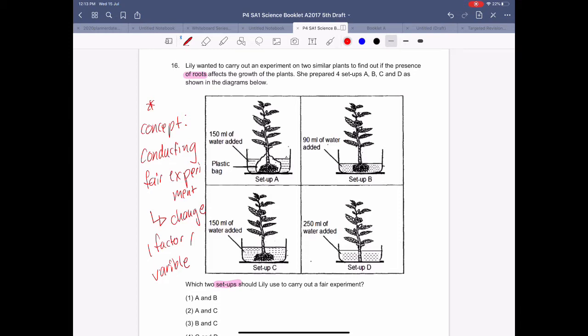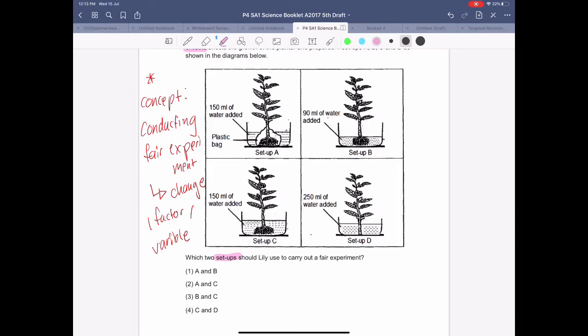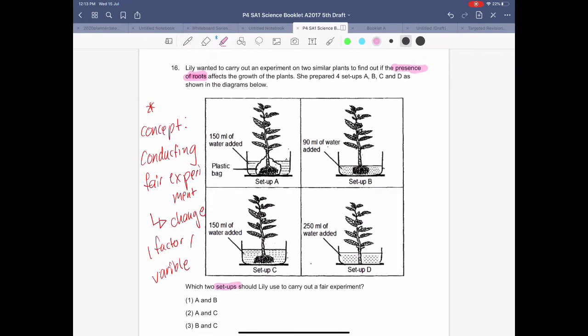So in this case, the one that they want to change is actually the presence of roots. That means one must have roots, one must not have roots, and everything else must be the same. So just based on the look of it, your answer should be that the amount of water must be the same, and then one must have roots and one must not have roots. So in this case, firstly, do you see the amount of water added being the same would be what? A and C.